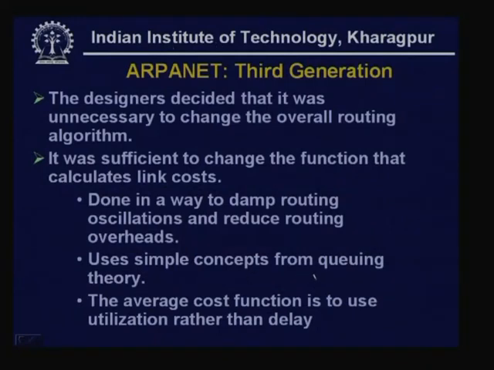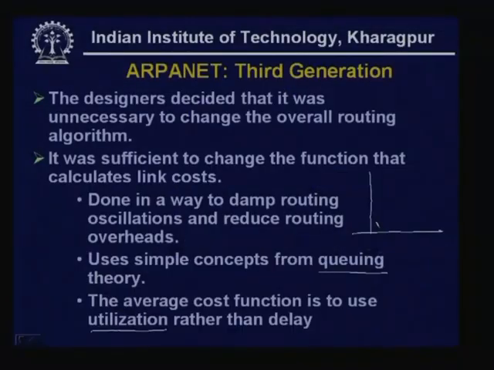The idea is to damp oscillations and reduce routing overheads, using a simple concept from queuing theory. So, queuing theory was used to find out the link costs. The average cost function uses utilization rather than the delay. Earlier the delay was used as the main parameter. Here, however, the utilization was considered as the main parameter.